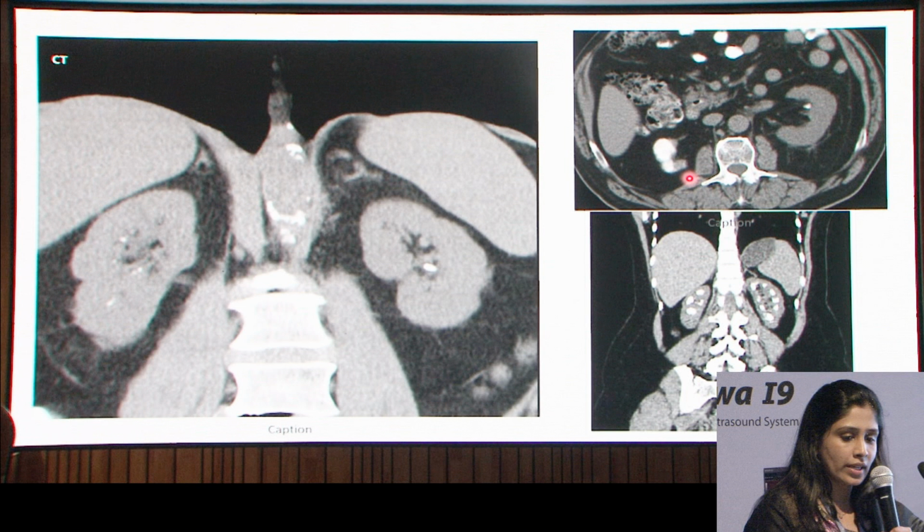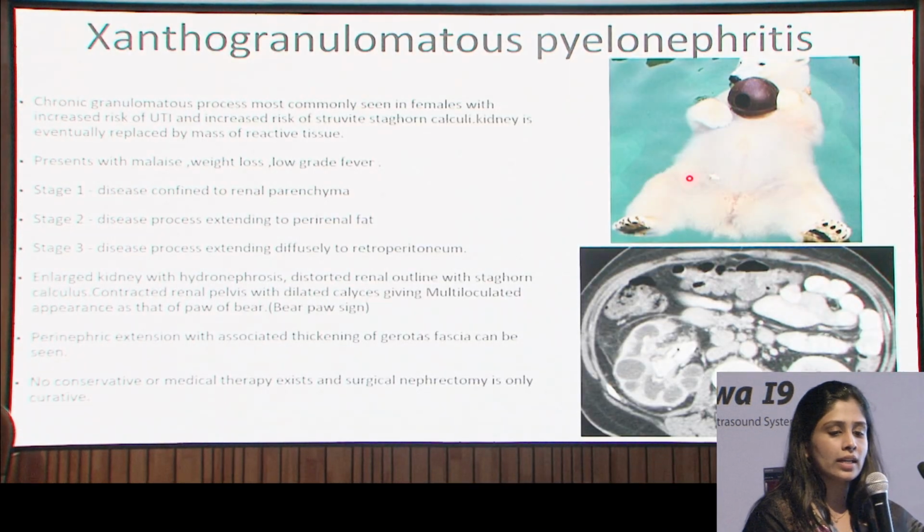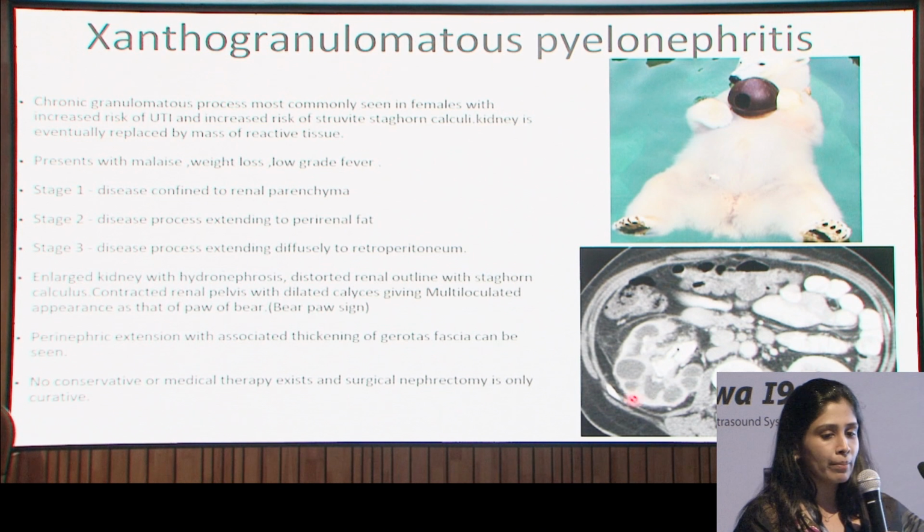Here, what we see is a large bulky kidney. There's a contracted pelvis with a staghorn calculus within it and a dilated calycial system giving a multiloculated appearance that resembles paws of a bear. So one important sign here is the bear paw sign, which gives us xanthogranulomatous pyelonephritis. Why it is important to note is that no conservative or medical therapy exists, and surgical nephrectomy is the only curative thing.